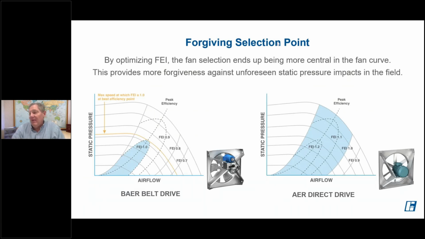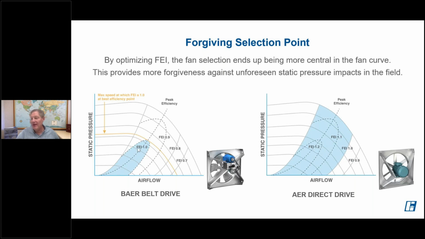Second thing we said, it drives a more forgiving selection point. If we look at the fan on the left, it's a belt drive fan. The fan on the right is a direct drive fan. And you can see, because we're taking into account the belt and pulley losses now on the fan on the left, the FEI compliance bubble is going to be much smaller than the FEI compliance bubble, or selection bubble, on the direct drive fan.